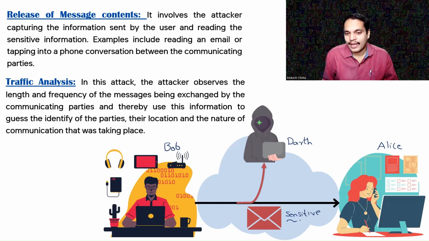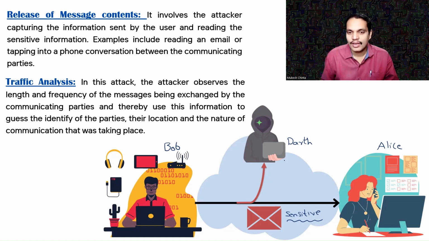So here, without the knowledge of these two communicating parties, both Bob and Alice don't know that Darth is sitting in between, and Darth is able to read the messages that are being exchanged between them. So any sensitive information that Bob is sharing with Alice is now also visible to Darth. This is called release of message contents. In other words, sensitive information is now visible to unauthorized third parties.